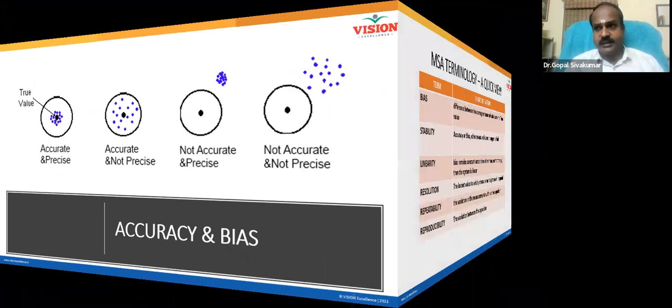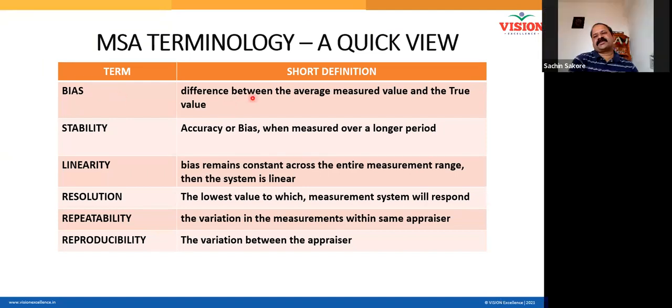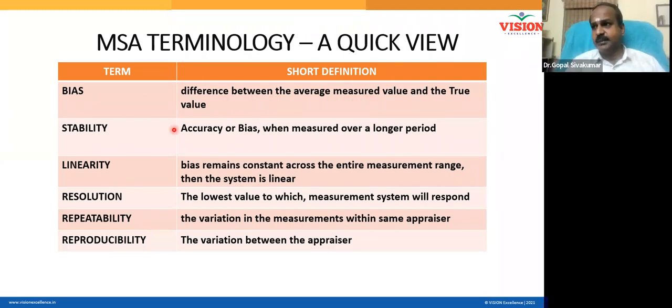Bias. So what is bias? The difference between the average of the measured value and the true value. Do you all understand the meaning of bias? Yes. The average of the measured value and the true value. Means bias over a longer period.